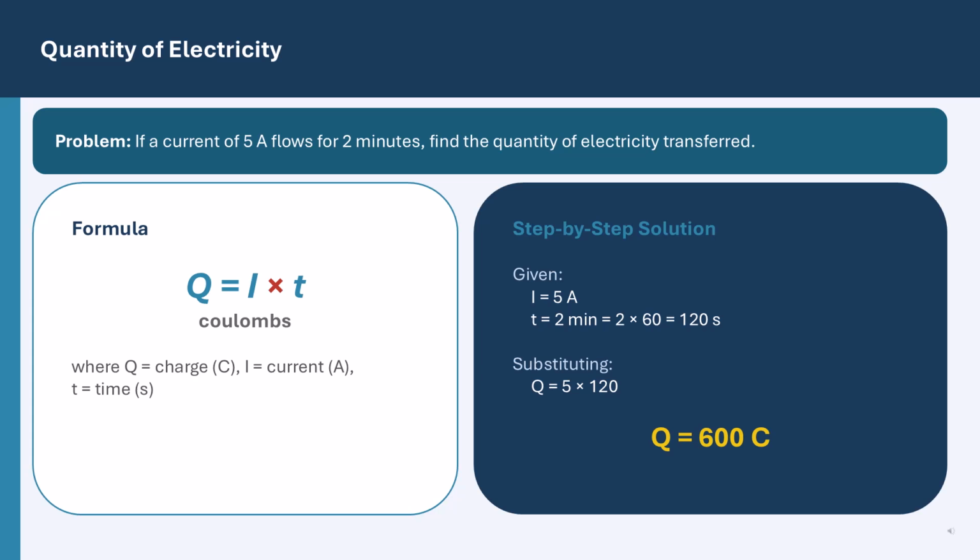Take careful note of this unit conversion step. In engineering problems, quantities will frequently be presented in non-SI units, such as minutes, milliamperes, or kilonewtons. You must always convert to the base SI unit before substituting into any formula. The final answer is 600 coulombs.